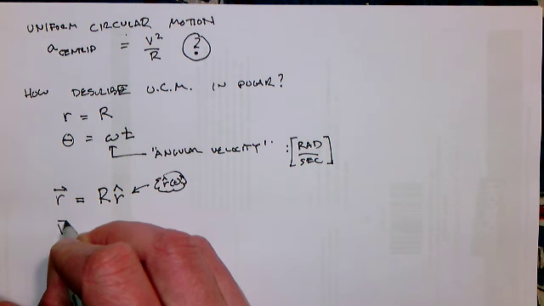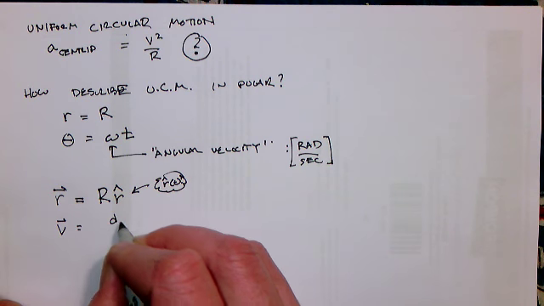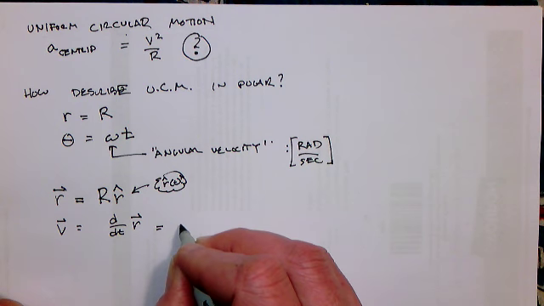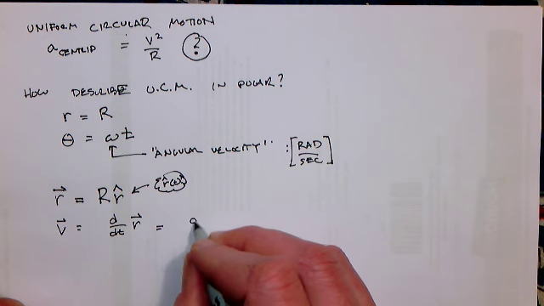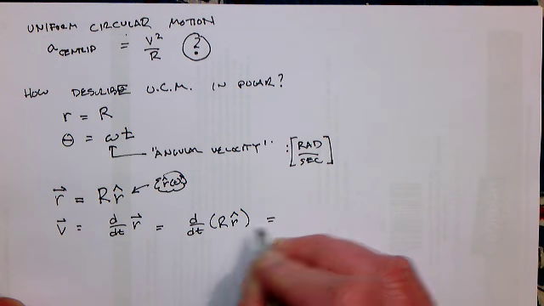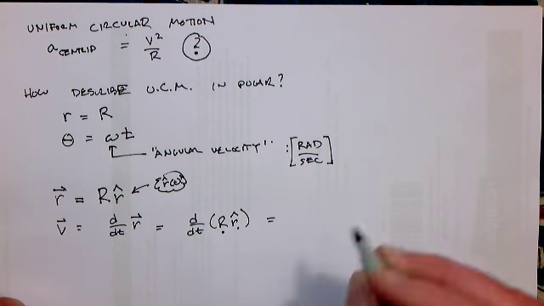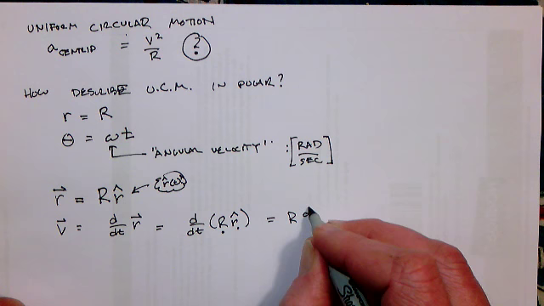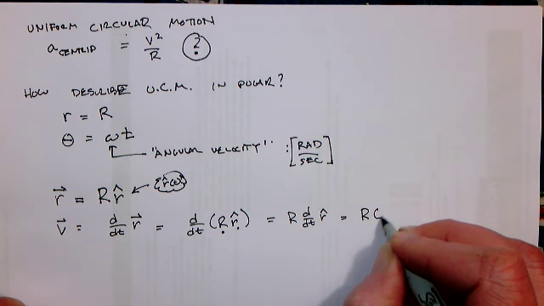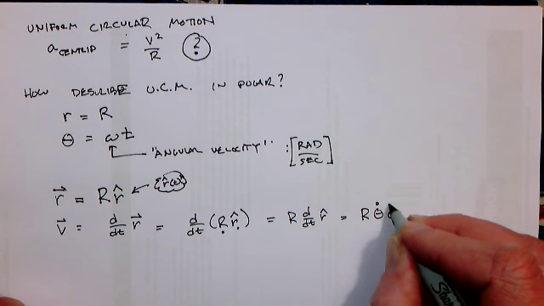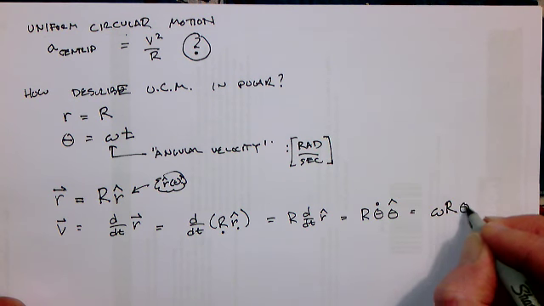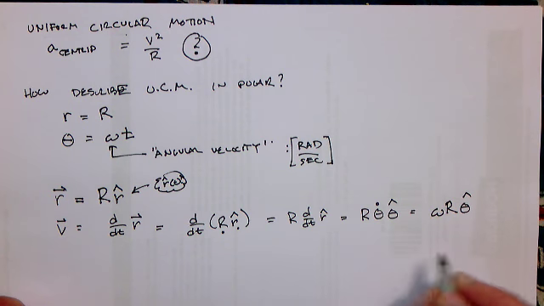If we want to find the velocity, that's pretty easy to do as well, right? So we take d by dt of the vector r. R is a function of time because r hat is a function of time, so it's d by dt of big R times r hat. Big R is not a function of time, but r hat is a function of time, so that's big R times d by dt of r hat, or r times theta dot times theta hat, or omega times r times theta hat. Now let's think about what that says.